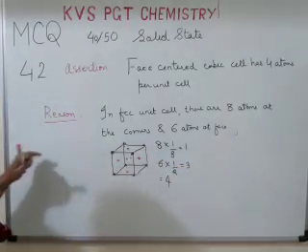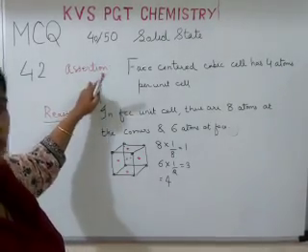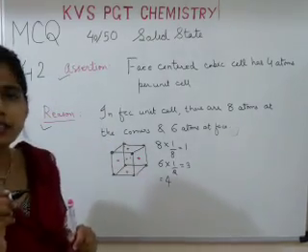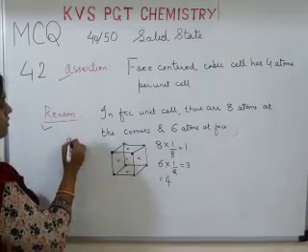So the reason is a correct one. The assertion is also correct. So the reason and assertion are both correct statements, and the reason is the correct explanation for the assertion. So here we mark our answer as A.